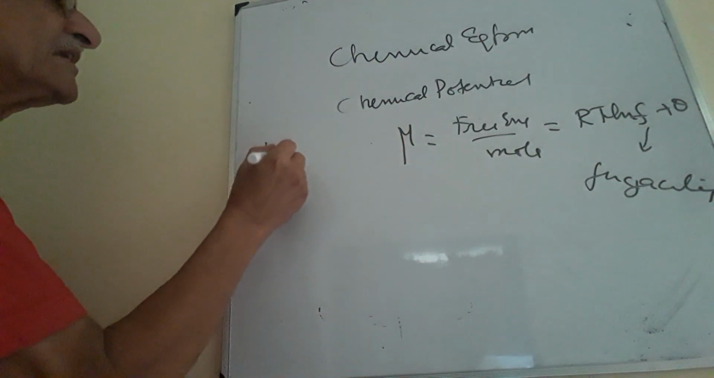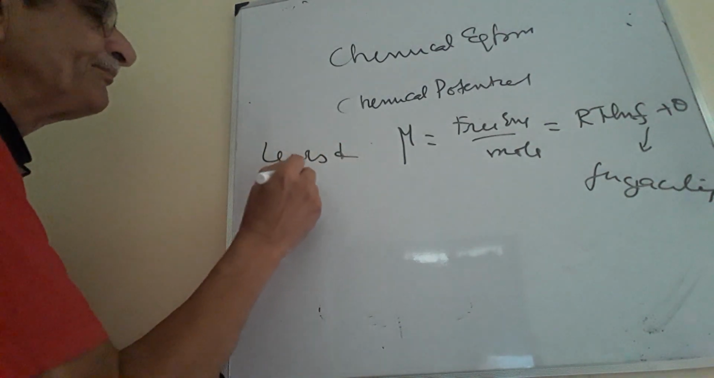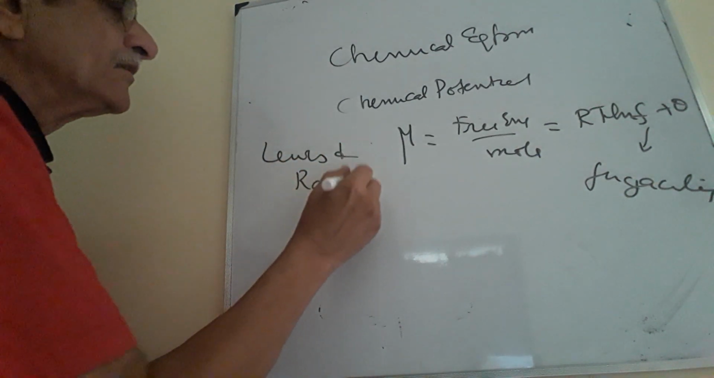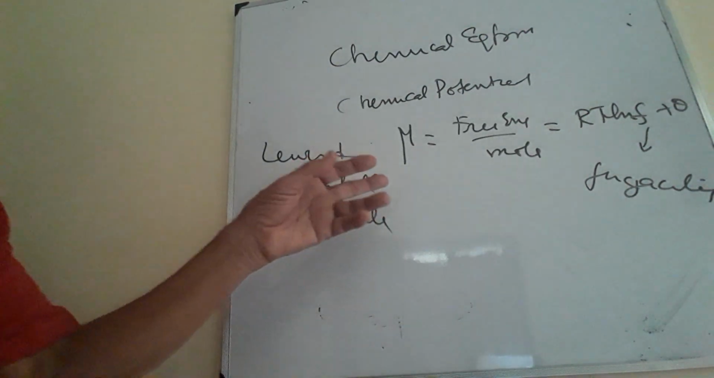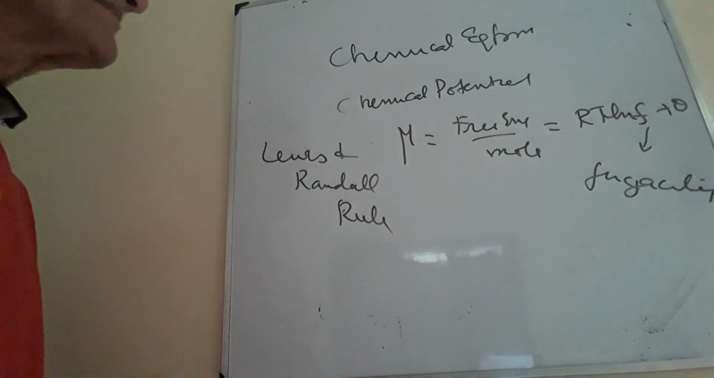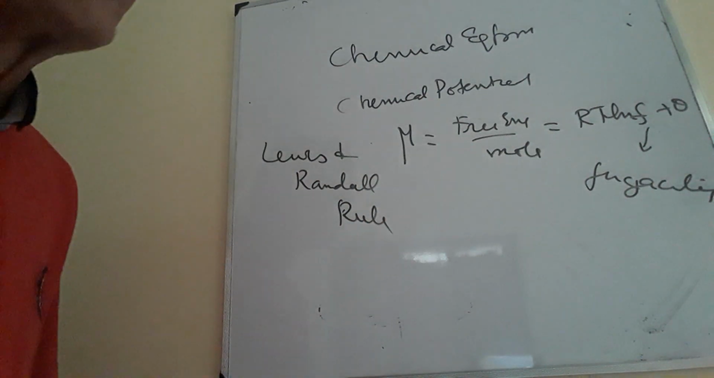This is called chemical potential. This is called Lewis and Randall rule. Now this chemical potential is used in our phase equilibrium.